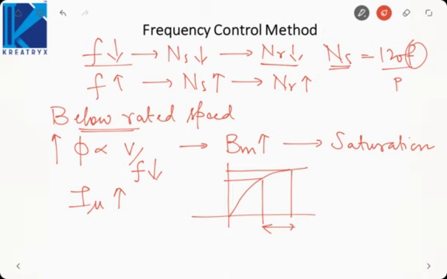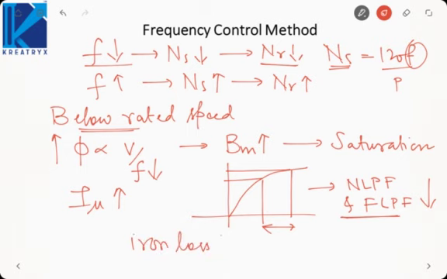Okay, due to which I mu being high, the no load power factor of the machine and full load power factor of the machine reduces, because the higher the magnetizing current, the lower is the power factor. So that is why, also due to I mu being high or flux being high, iron loss will also increase, because hysteresis loss is proportional to flux raised to the power 1.6. Eddy current loss is proportional to flux square.